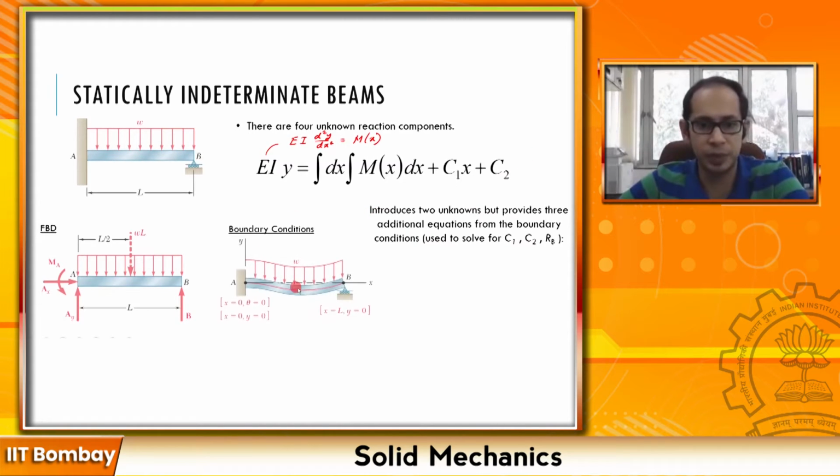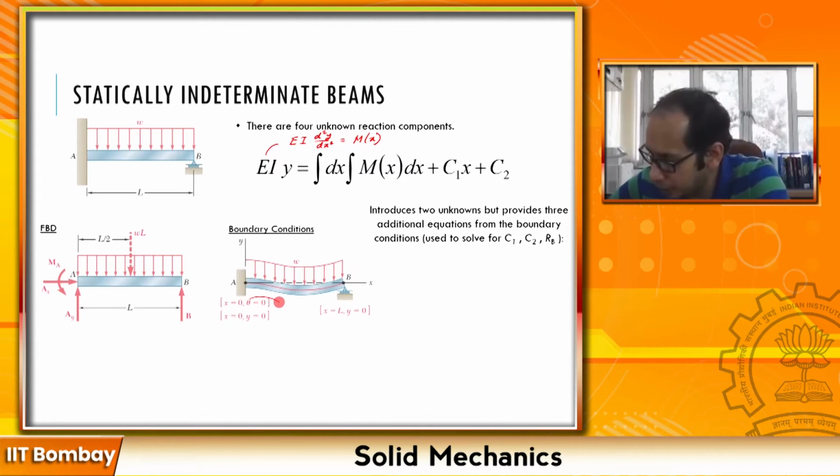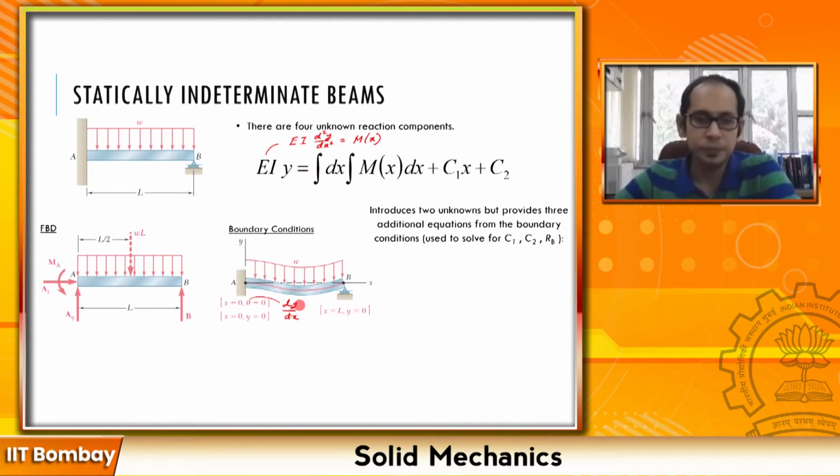So although you are introducing two more unknowns, you are providing three additional equations. This picture essentially shows that at x = 0, theta, which is dy/dx, is 0 and y = 0, and at x = L, y = 0. So let's go ahead and take a look at a problem for statically indeterminate beams.